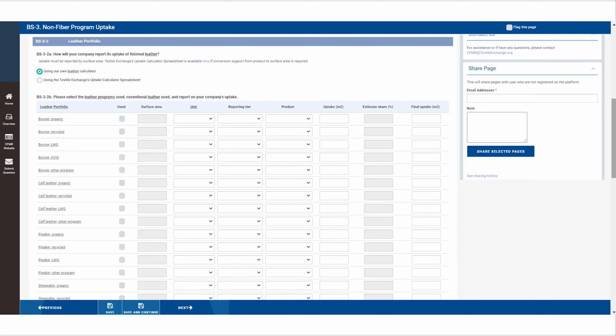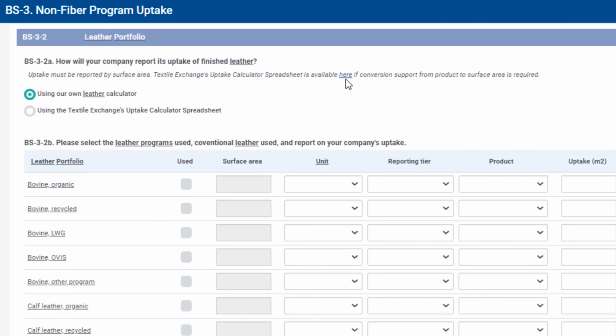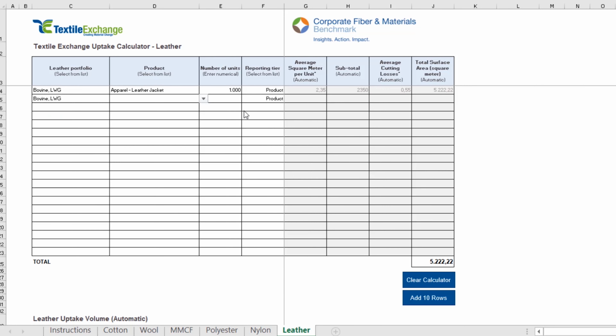However, if you are unable to identify surface area, please use the Textile Exchange Uptake Calculator Excel. In this file, you're able to enter quantities of different types of products that your company placed onto the market during the reporting year. For example, you can enter 1,000 leather jackets and 10,000 pairs of adult trainers, and the calculator will estimate the area of finished leather associated with your products.